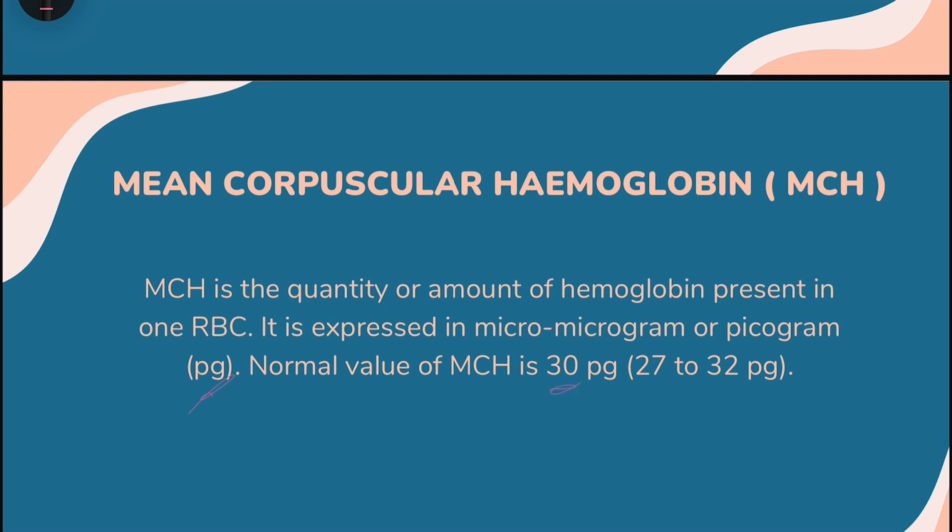So let's understand this in a very easy manner. Let's consider this to be an RBC. Pardon my drawing. And we know that in the RBC there is the iron containing pigment, which is hemoglobin. So one RBC houses the hemoglobin, and how much hemoglobin, or the quantity of the hemoglobin, is present in one RBC, that assessment is nothing but the MCH. It is expressed in picograms, and the normal value ranges from 27 to 32 with the average being 30.